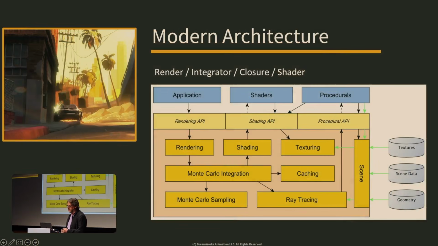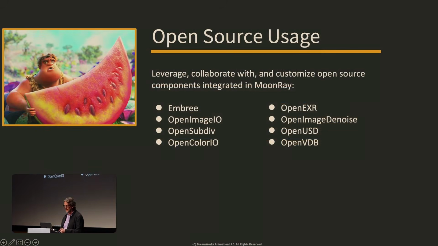We wrote MoonRay from scratch, leveraging state-of-the-art open source components where appropriate. No studio legacy code was used. The architecture is cleanly divided across 3 different APIs: the rendering API for clients to initiate rendering, the shading API for development of pluggable shaders or materials, and the procedural API for the development of geometry generators.